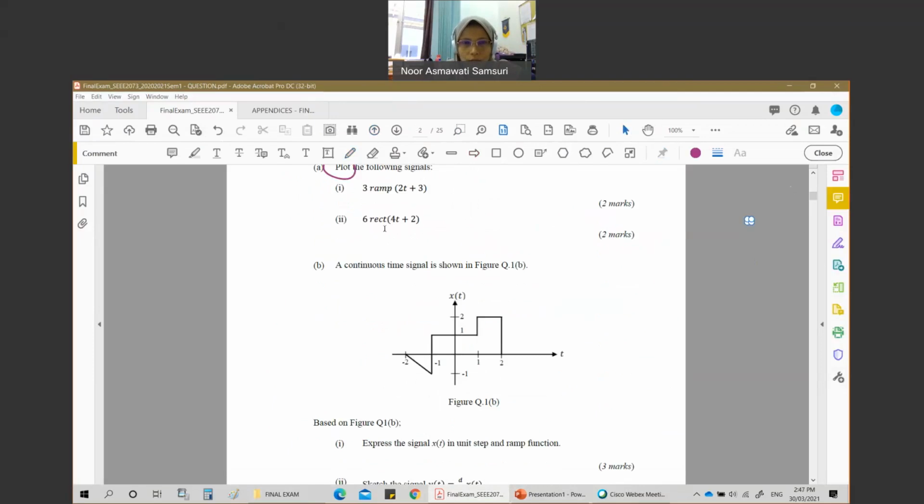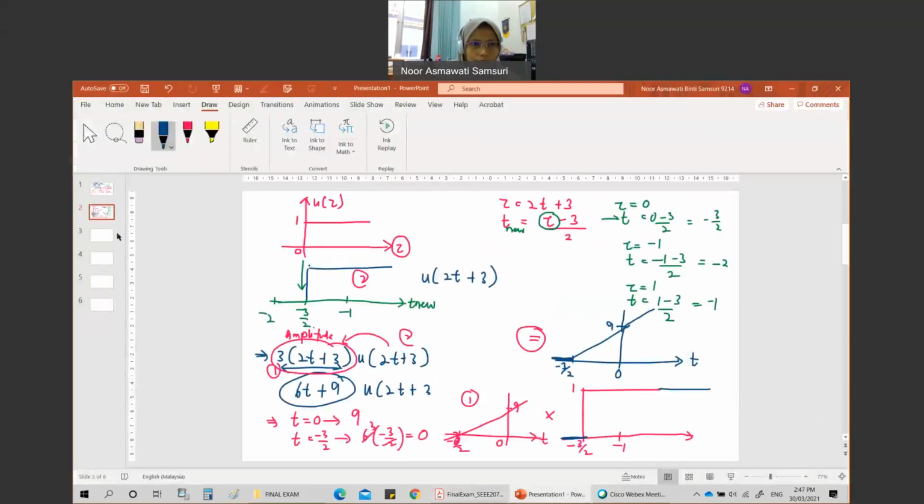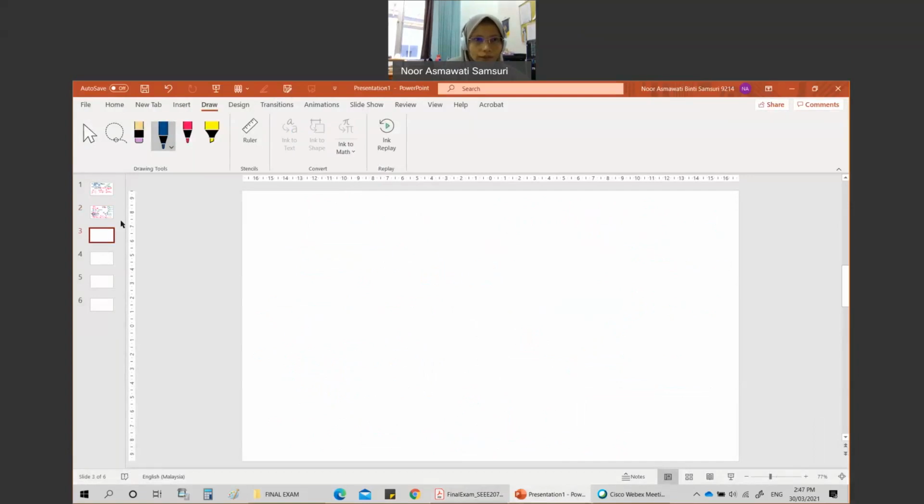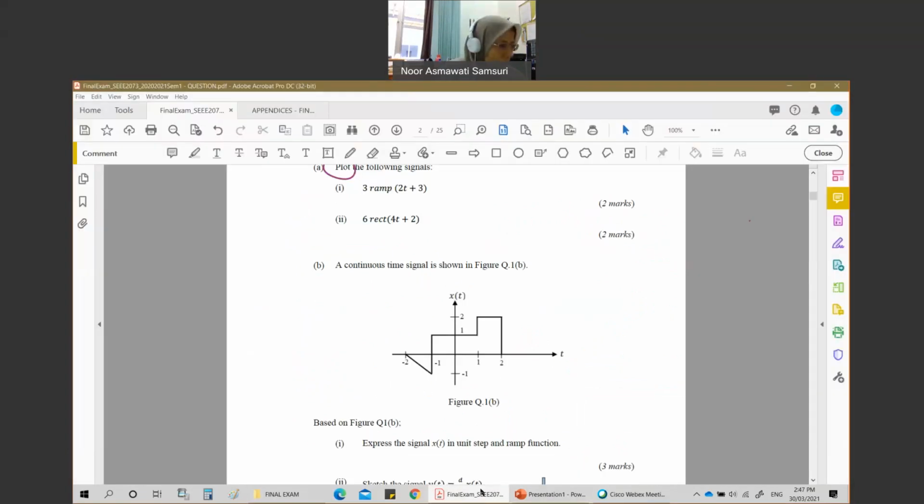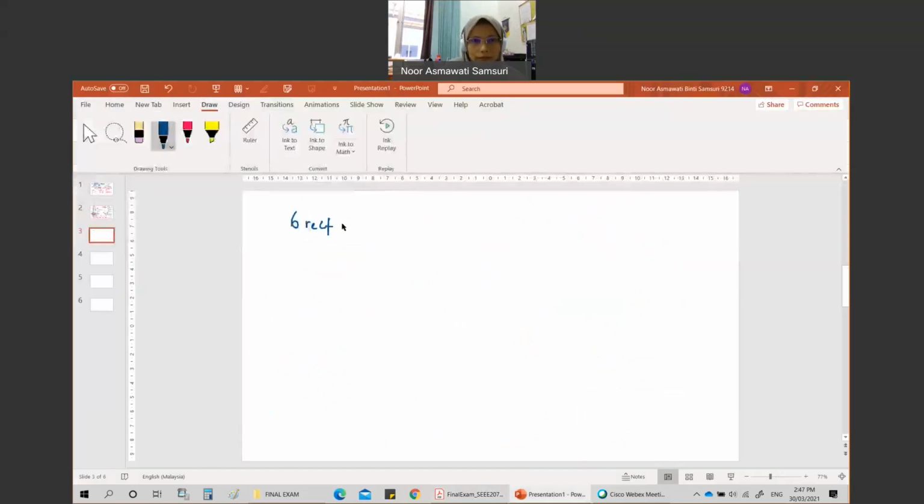Okay, look at the second component. This is very important as well because rectangular will be used in chapter 3 and 4 as well, right? So how to draw a rectangular signal? So it is 6 rectangular of 4t plus 2. So the basic rectangular signal, please recap.